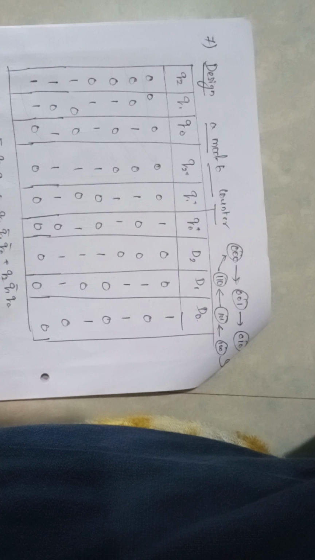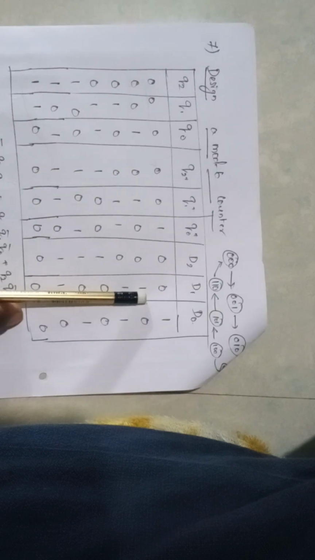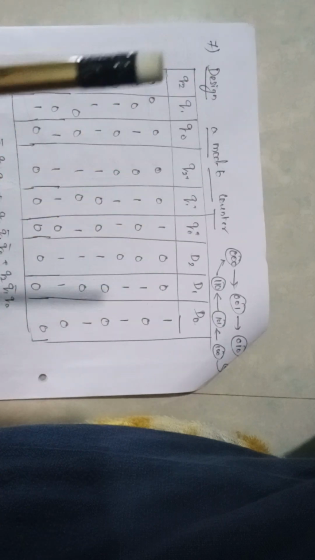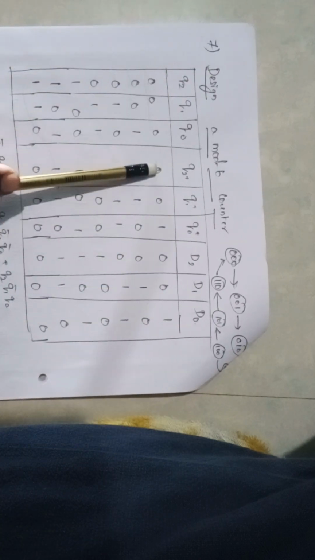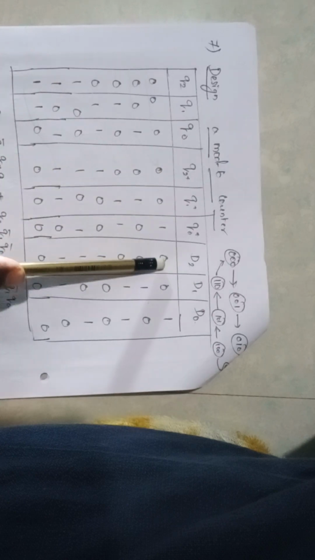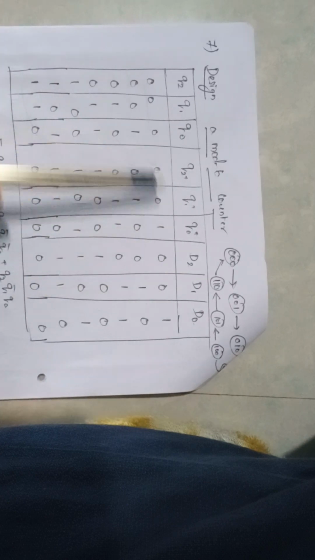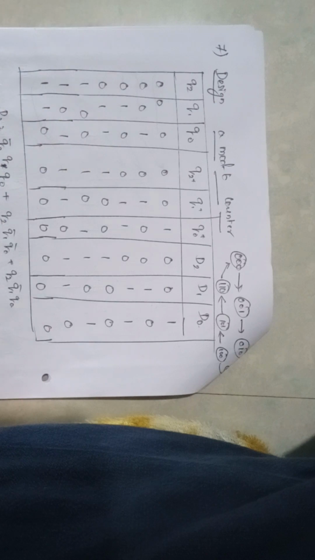Now we are designing the same with D flip-flop. So simply we can copy it, because whatever you need as the output, you must give that as the input. So simply we can copy this for the D inputs alone.